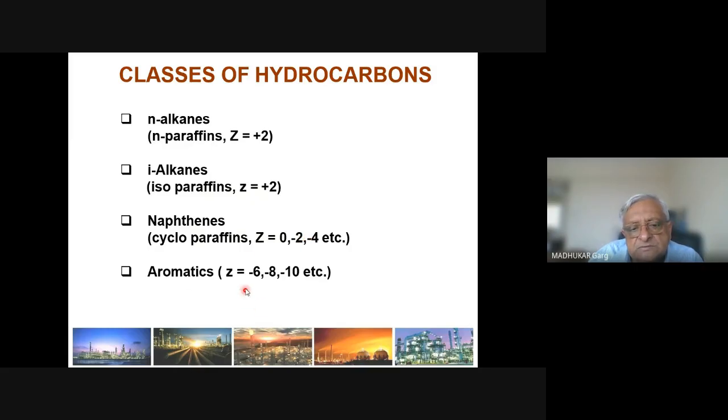And then aromatics. If it is Z -6, it is alkyl aromatics like benzene, toluene, xylene, etc., C9 aromatics. But if it is -8, -10, then you are getting into two-ring aromatics like naphthalene or three-ring aromatics like chrysenes, etc.